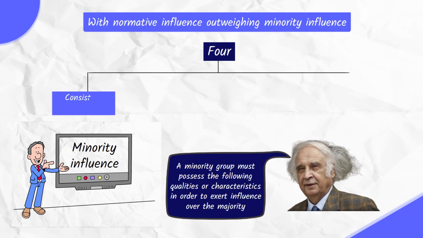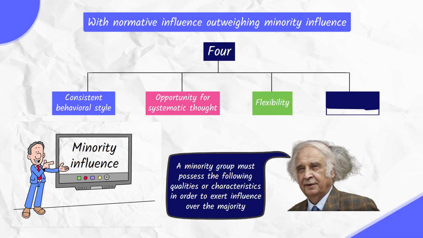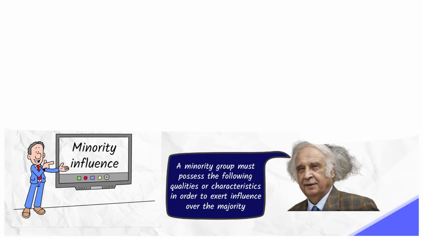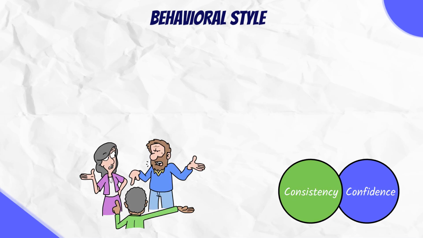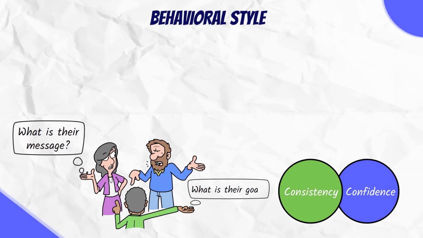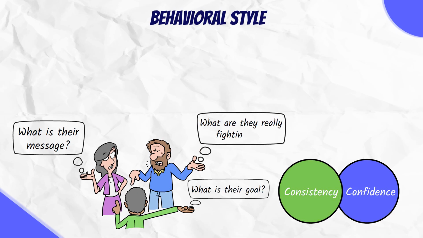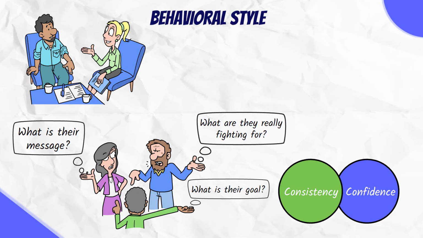Number 1 is a consistent behavioral style. Number 2 is the opportunity for systematic thought. Flexibility comes in third, followed by identification. So let's discuss behavioral style, specifically consistency and confidence. When a minority opinion enters a discussion, it can be difficult to understand at first. What is their message? What is their goal? What are they really fighting for? Consistent replies to these questions increase the likelihood of conversion.